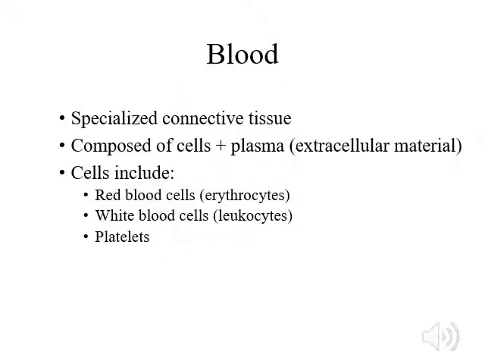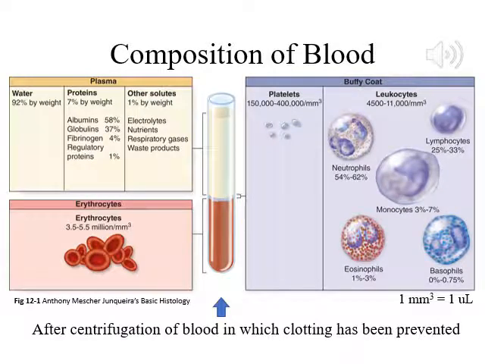To finish off the lecture, we're going to look a little closer at a specialized connective tissue, that being the blood. The blood is composed of both cells as well as plasma. So the plasma is essentially the extracellular material that is found within the blood. The cells that we may find within blood include our red blood cells, or erythrocytes, white blood cells, or leukocytes, and platelets. In order to evaluate various components within our blood, collected blood can have an anticoagulant placed within it, typically heparin, and then it undergoes centrifugation.